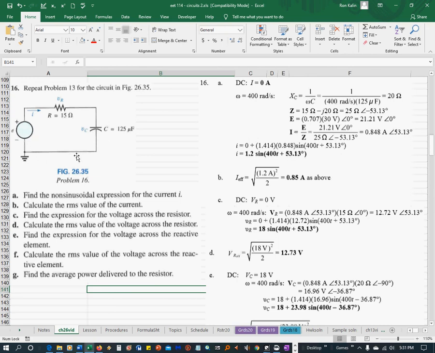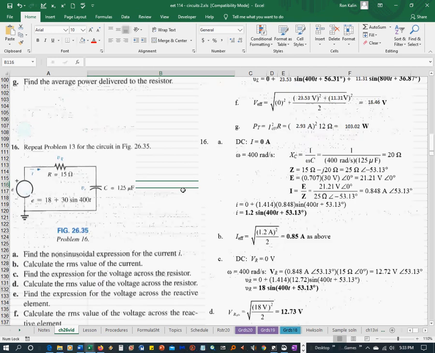So the value of E, which magically just appeared, is E equals 18 plus 30 sine 400t. So there's only one sinusoid in here, and it's just a DC value plus an AC value. Okay. So R is 15, C is 125 microfarads. Part A says find the non-sinusoidal expression for the current I.